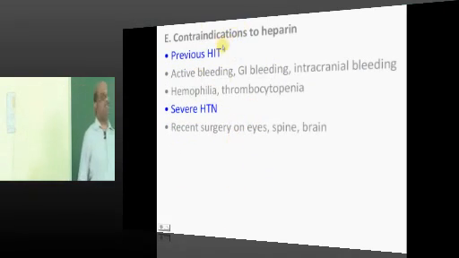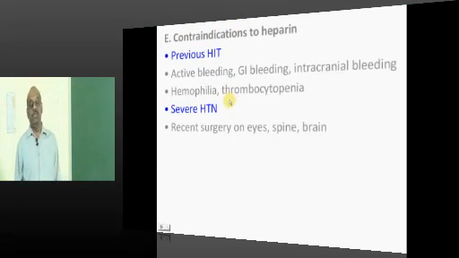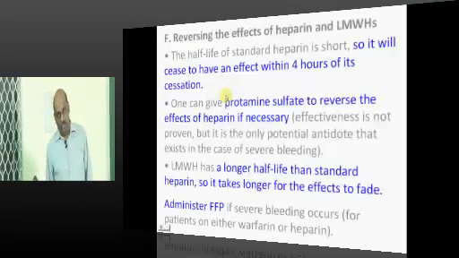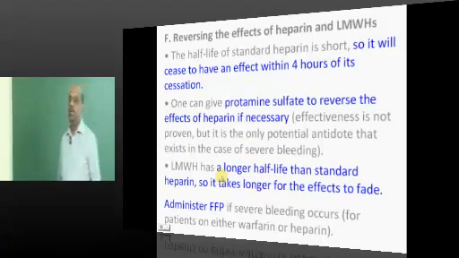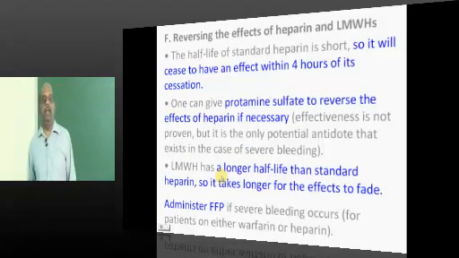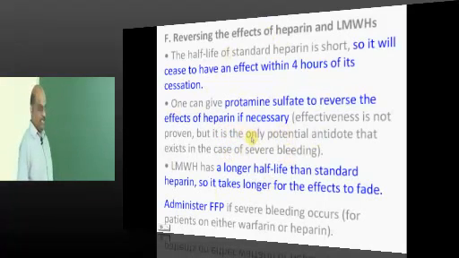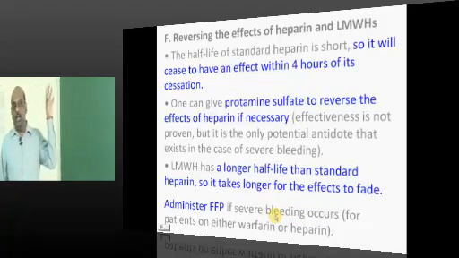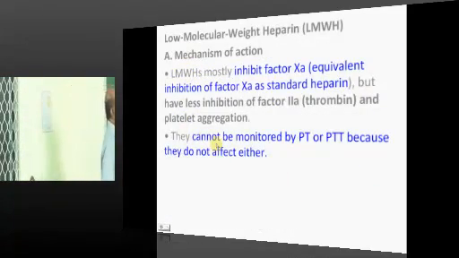Then what are the contraindications to giving heparin? If the patient develops HIT, and very important, severe hypertension. If you happen to give heparin, the patient will go into hemorrhagic stroke, which becomes a complication. And if you want to reverse excess bleeding due to an overdose of heparin, what is the drug you remember? Protamine sulfate is the one which you will basically use, and low molecular weight heparin generally has a much longer half-life compared to that of standard heparin. That needs to be remembered.